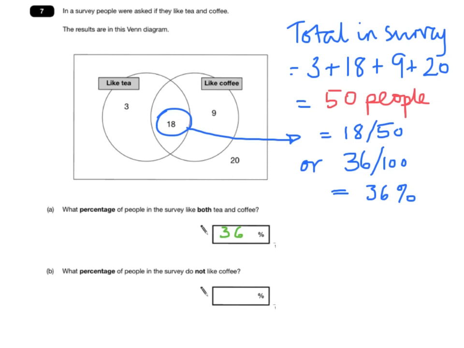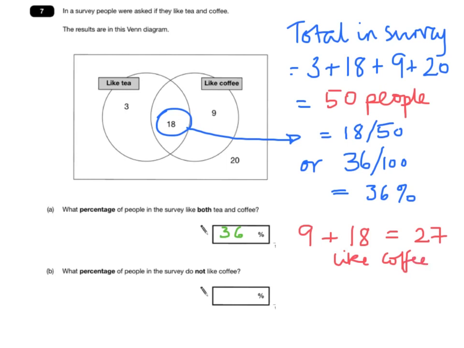Now it said, what percentage of people in the survey did not like coffee? Well, the ones who like coffee are the 9 who just like coffee and the 18 who also like tea. So there's 27 who like coffee. Check the question. It says, who doesn't like coffee?